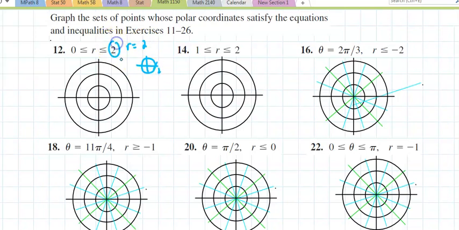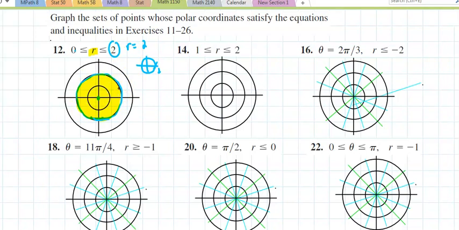So r equals 2 is this circle. R equals 0 is this point. When you say r is between, so r equals 2, you stay on the circumference of that circle. If r is bigger than 2, you would go outside of that circle. If r is less than 2, you go inside of the circle.